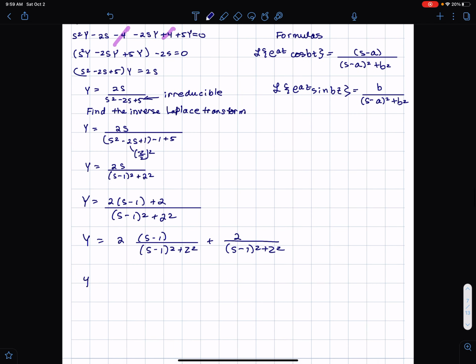And so then we do the inverse Laplace transformation, and we just use these formulas over here, and we get 2 e to the t cosine bt, where in the formula a is 1 and b is 2, so cosine 2t, and I also have a 2 out front, and then plus e to the t sine 2t.